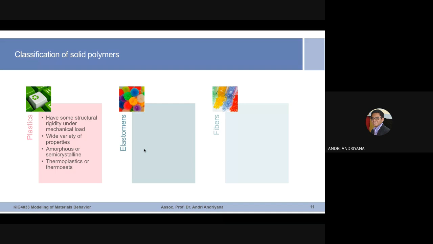Or you can have a semi-crystalline state. Semi-crystalline means that you can have some polymeric chains which are totally random, and then in some part, you have some regularity of polymeric chains to form the crystal. Because it is partially crystalline, we call it semi-crystalline. And then you can also have plastics in the form of thermoplastics or thermosets.